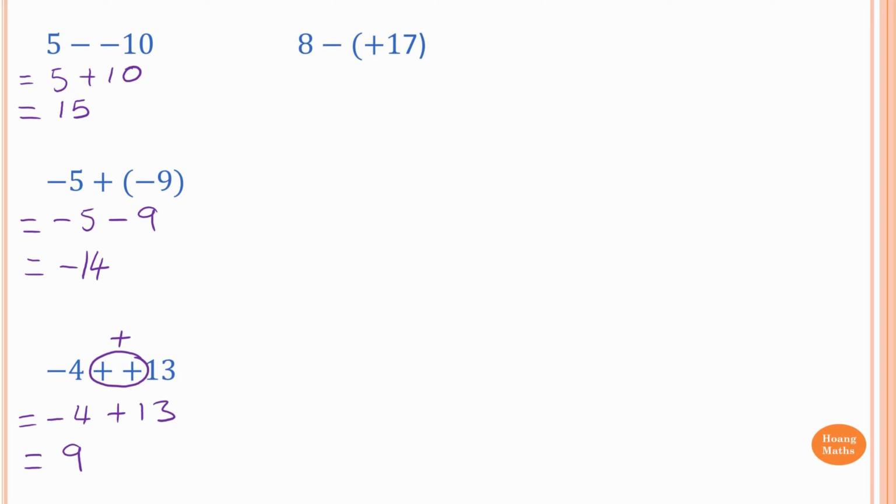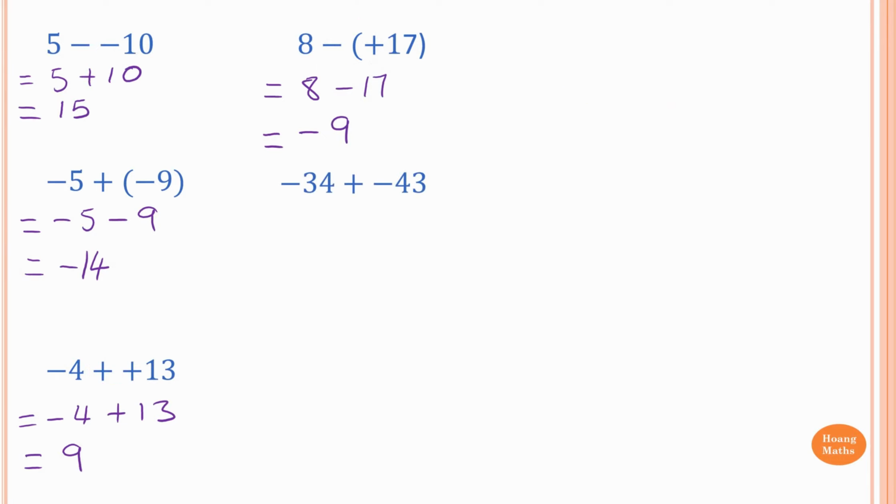8 plus positive 17. These two here are a positive and a negative, or a negative and a positive. The answer is negative, so I just write this out. So 8 minus 17. Now remember, 17 minus 8 is equal to 9. So therefore, 8 minus 17 is equal to negative 9.